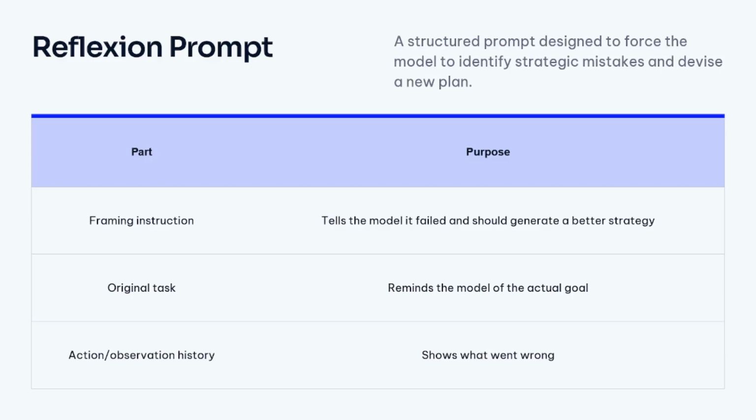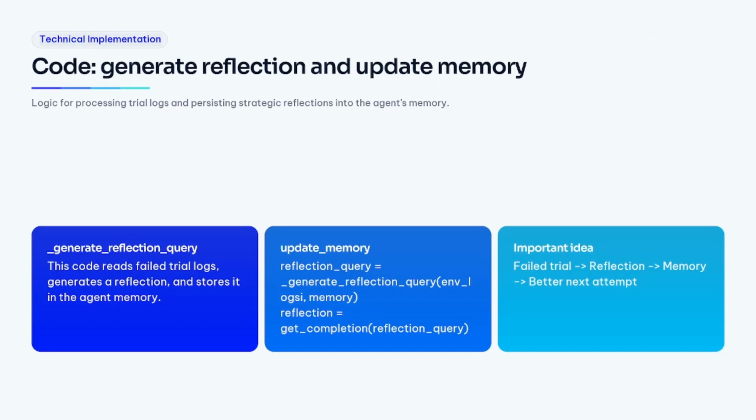You can frame the instruction, that is, tell the model it failed and should generate a better strategy next time. Or you can use the original task, to remind the model of the actual goal. So if the agent keeps generating the wrong thing, just remind it of the actual goal. Then it can recorrect or redirect itself. Then action observation history: show what went wrong, and then you can teach the agent how to do it right. So, code generation, reflection, and update memory.